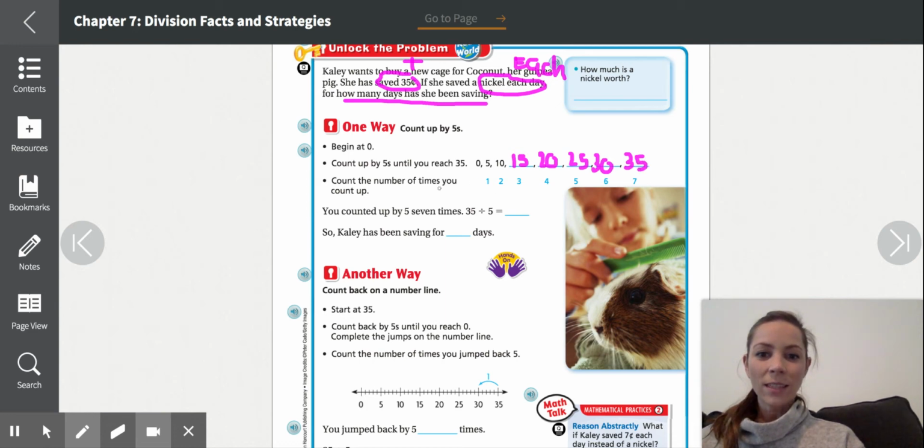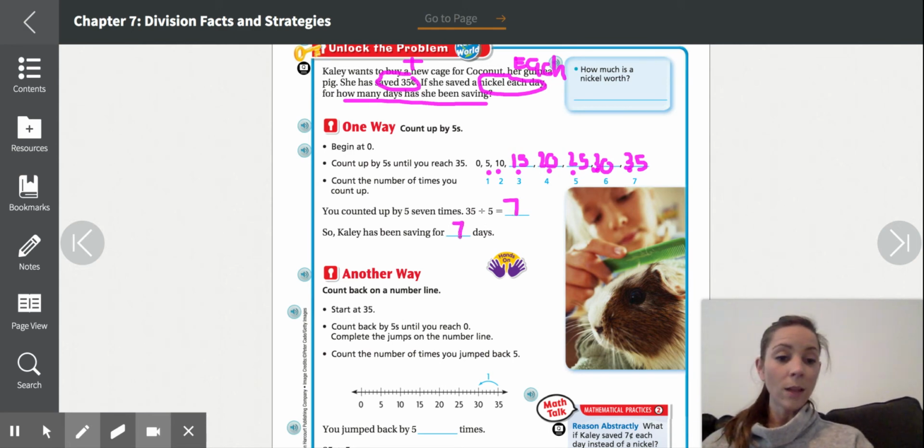Okay, and now it says count the number of times you count up. So I did it once, twice, 3 times, 4 times, 5 times, 6 times, 7 times. You counted up by 5 7 times, so 35 divided by 5 is 7. So Kaylee has been saving for 7 days. So that's one way you can divide by 5. Just see how many times to count by 5.